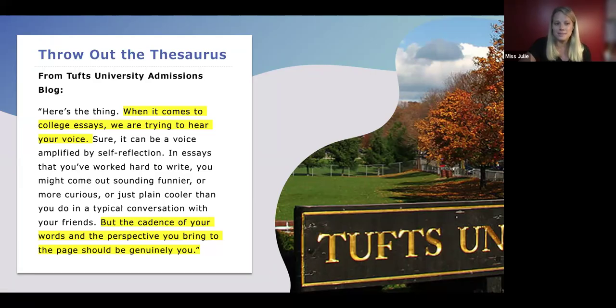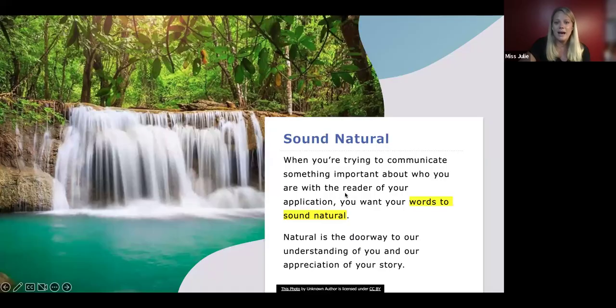Here's the thing. When it comes to college essays, we are trying to hear your voice. Sure, it can be a voice amplified by self-reflection. In essays that you've worked hard to write, you might come out sounding funnier or more curious or just plain cooler than you do in a typical conversation with your friends, but the cadence of your words and the perspective you bring to the page should genuinely be you, right? When you're trying to communicate something important about who you are to the reader, you want to sound natural.